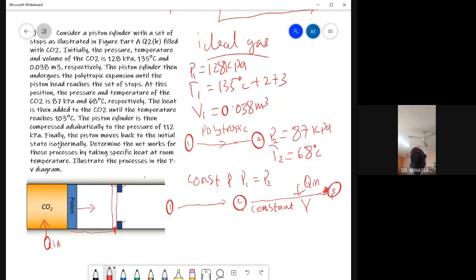Okay? Now, the piston cylinder is then compressed adiabatically. So now, when it reaches this particular final state, it is now compressed adiabatically. Okay, so adiabatic means that, what do you call it? There is no heat transfer in and out of the system. Okay, so at this particular state, the fluid goes back to its original state through adiabatic.